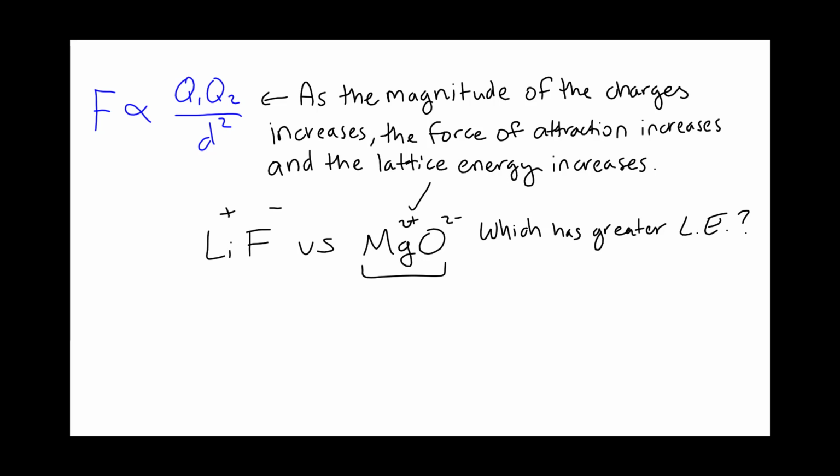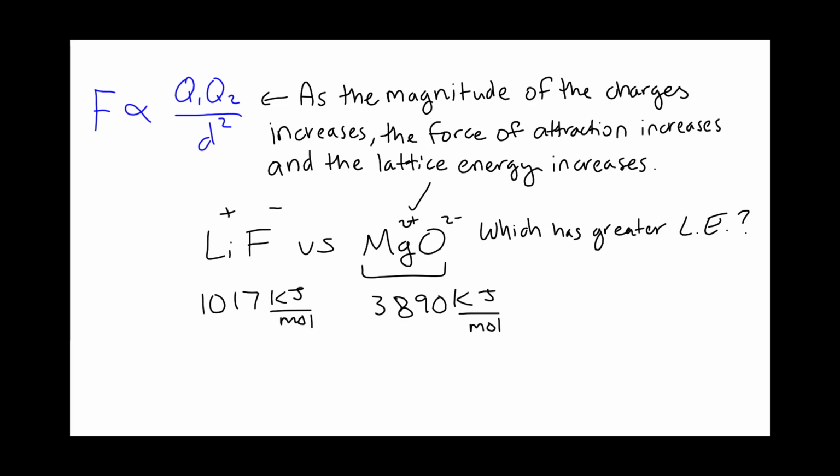4 times greater. And if we look up the literature values for the lattice energies, lithium fluoride has a lattice energy of approximately 1,017 kilojoules per mole, while magnesium oxide is not quite 4 times greater, but pretty close. Good. 3890 kilojoules per mole.